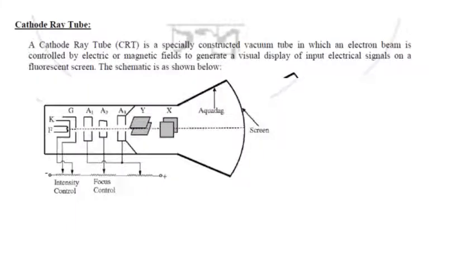The cathode ray tube schematic is shown here. You can see it consists of several parts. Basically, first of all, it is a constructed glass vacuum tube, in which we create an electron beam and control it by electric and magnetic fields to generate a visual display of the input signal on a fluorescent screen.